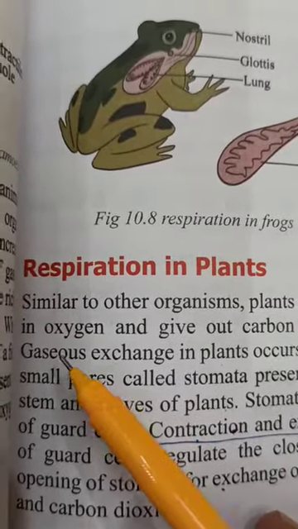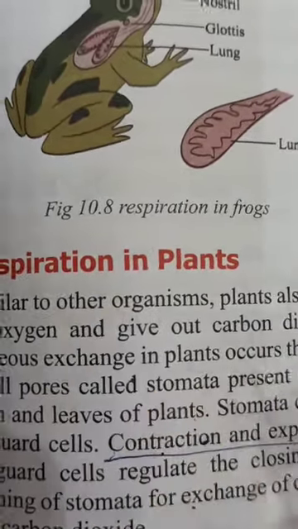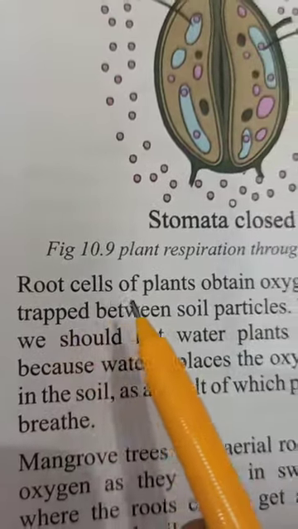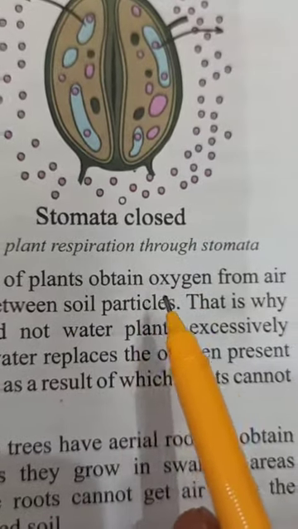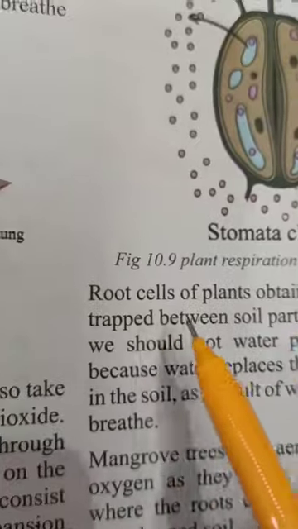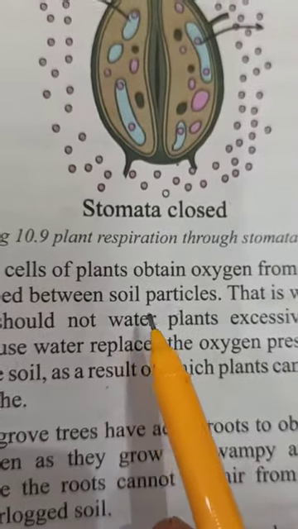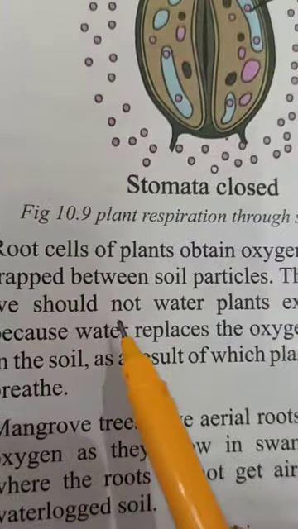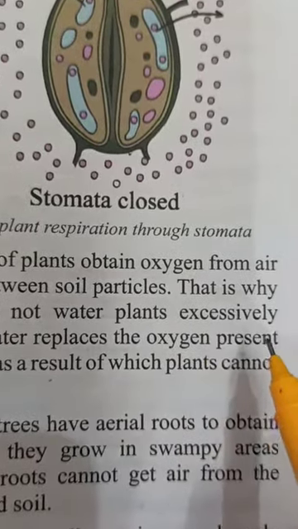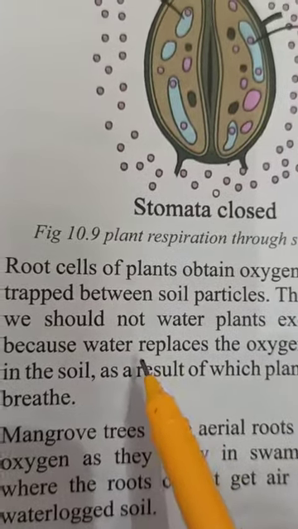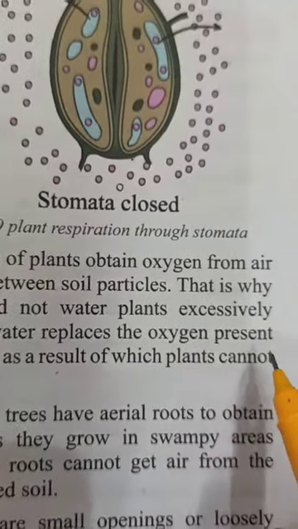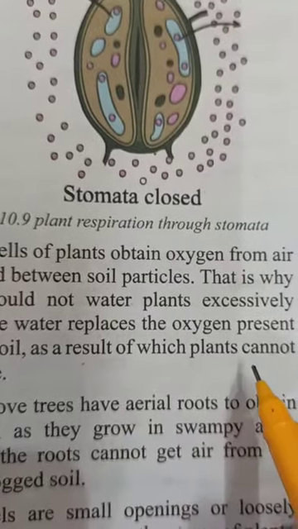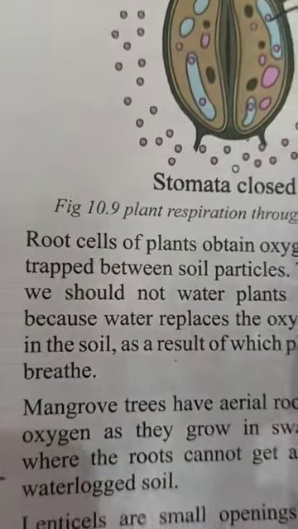Means they help in the gaseous exchange. So root cells of plants obtain oxygen from air trapped between soil particles. That is why we should not water plants excessively, because water replaces the oxygen present in the soil, as a result of which plants cannot breathe.